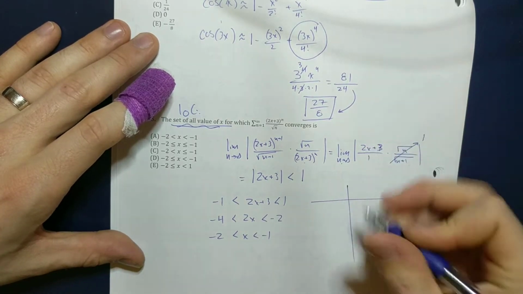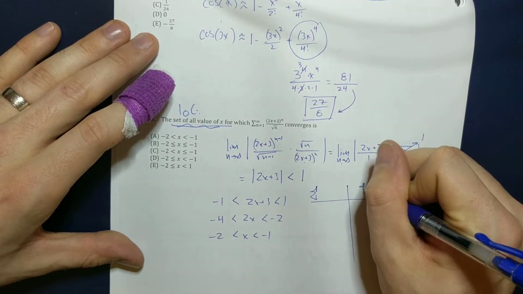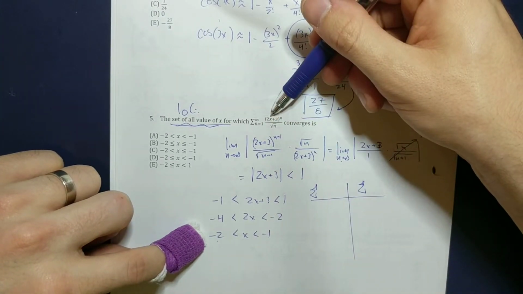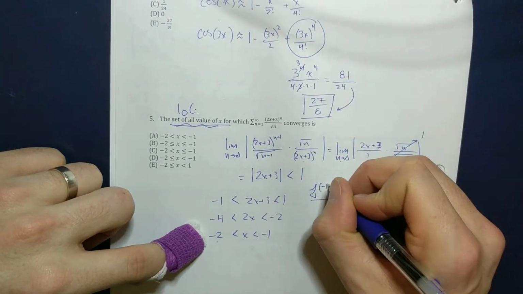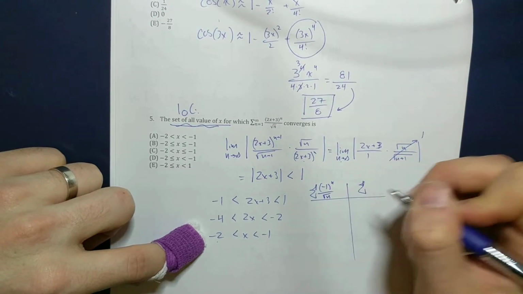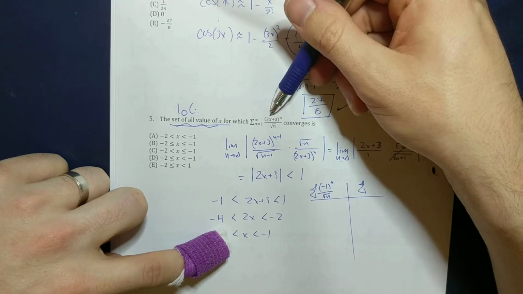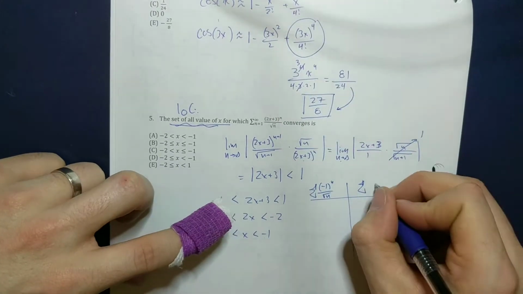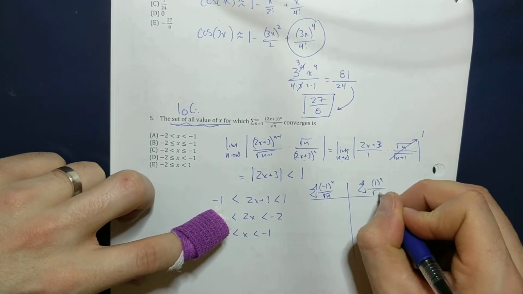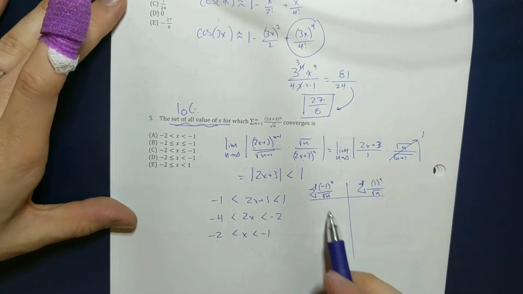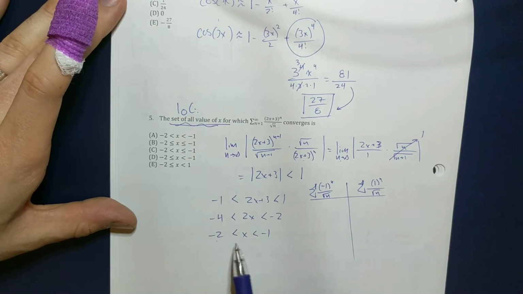Don't forget to check your endpoints. Here we go. Here is the series. If I plug in negative 2, I get negative 4 plus 3. That's negative 1 to the n over square root of n. Then I plug in negative 1. 2 times negative 1, that's negative 2 plus 3 is 1 to the n over square root of n. Then from there, I need to find out what happens at each of these endpoints so I can update this.